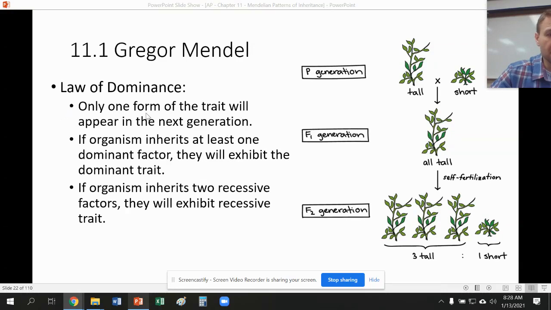All right, the law of dominance is going to state that only one form of the trait will appear in the next generation. So we can see here, this tall trait is what is expressed in the next generation. However, even though we're crossing two of these F1 generation pea plants, you will have this short pea plant produced because there is no dominant gene there. You're only going to have the recessive genes being expressed there, which is the short pea plant. If an organism inherits at least one dominant factor, they will exhibit the dominant trait. If an organism inherits two recessive factors, they'll exhibit the recessive trait, just like I said.